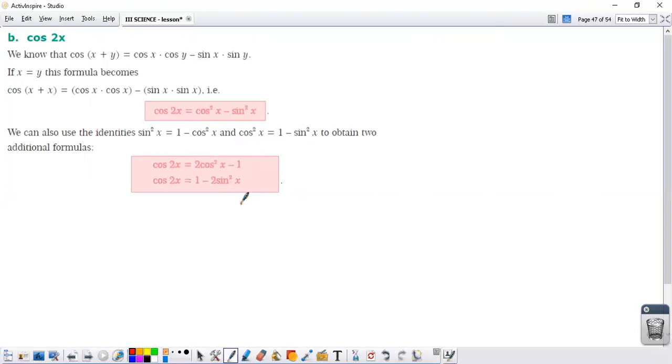Okay. For the first, if I put in the place of sine square x, 1 minus cos square x, it's going to be cos square x minus 1 plus cos square x, which is 2 cos square x minus 1. For the second, in the place of cosine square x, I'm going to put 1 minus sine square x, and we will have 1 minus 2 sine square x. We have 3 different options for cosine 2x. And which one is more practical? It depends on the problem. We can take one of them.